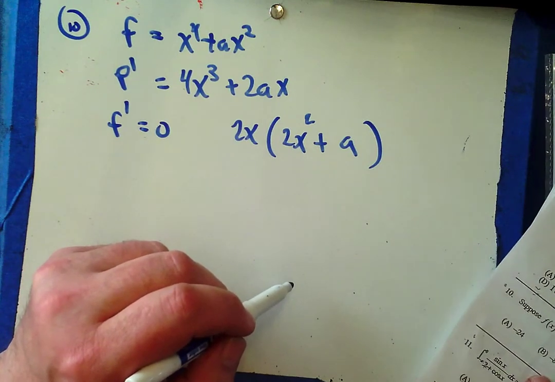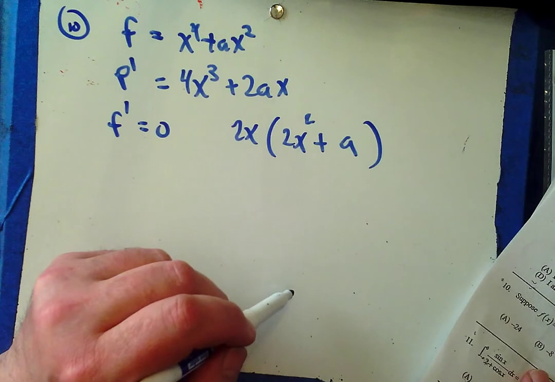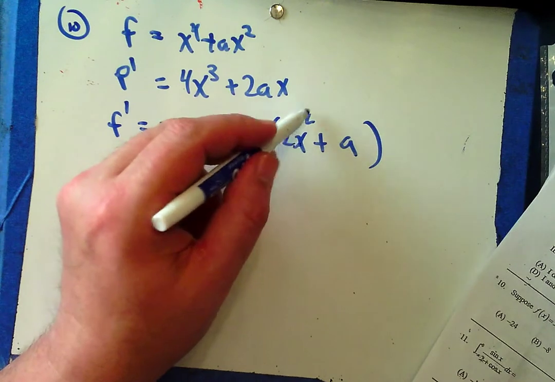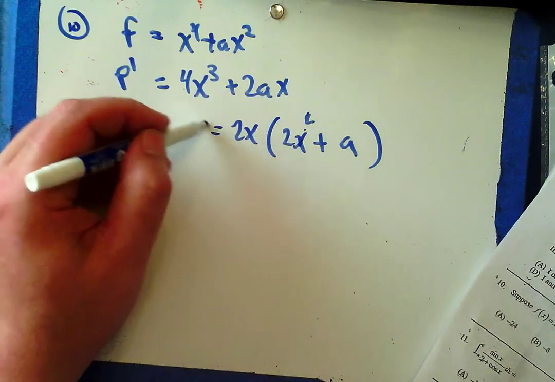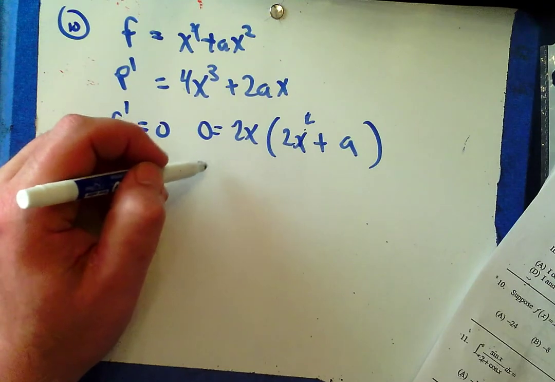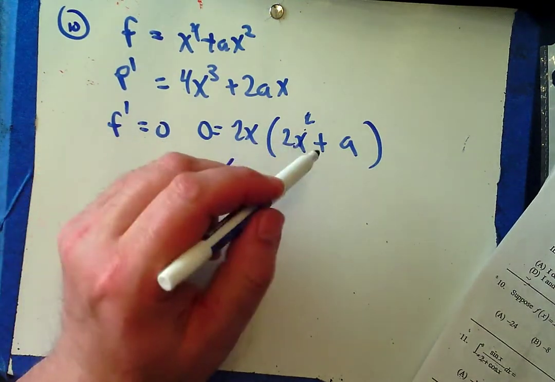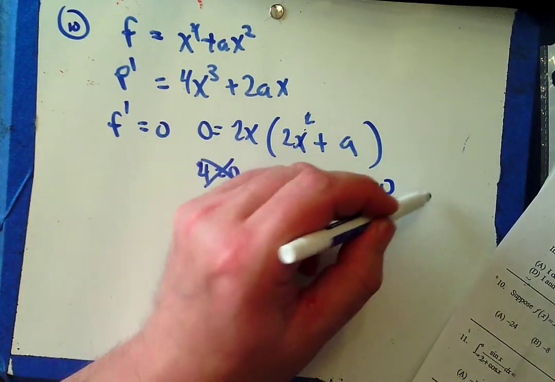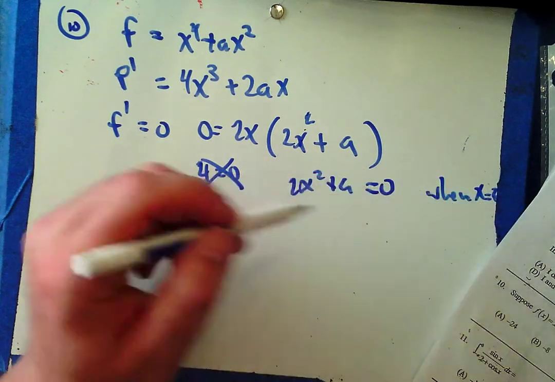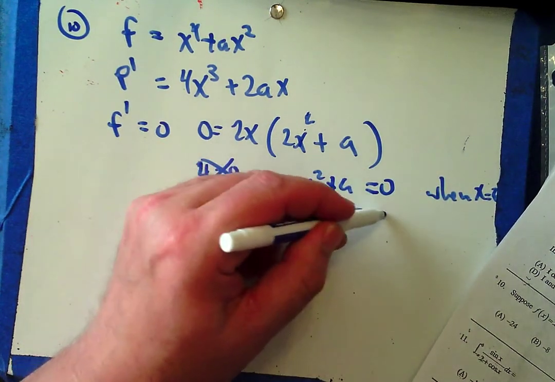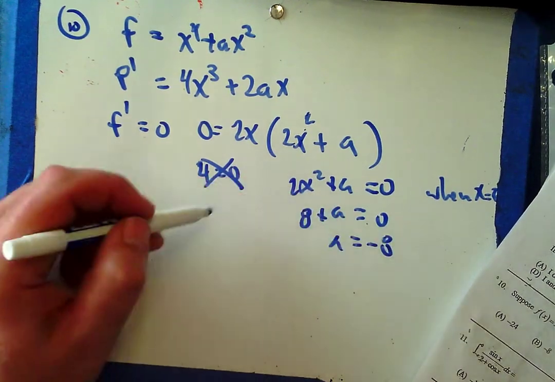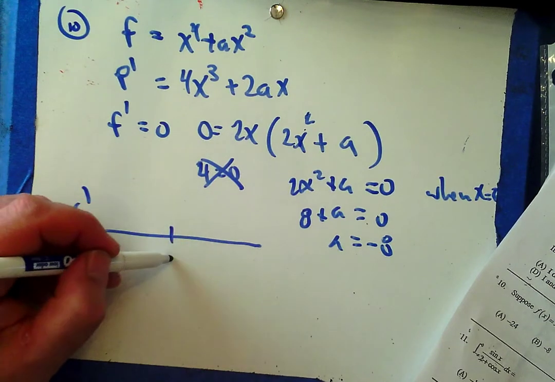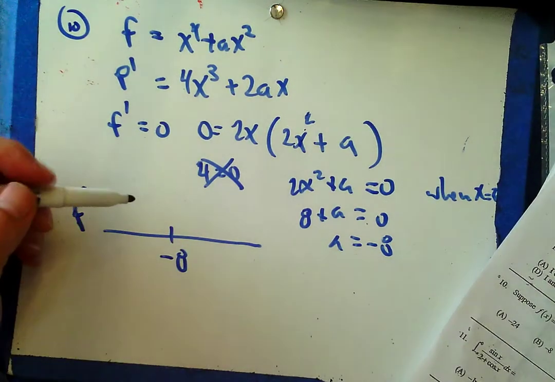Now, when x equals 2, I want to have a minimum. Okay, so let's plug in a 2 here. 2 squared is 4, and I'm setting this equal to 0, so 4 doesn't equal 0. Don't worry, because we only want this one. We want 2x squared plus a equal to 0 when x equals 2. So we've got 8 plus a equals 0, or a equals negative 8. Here's my f prime. Here's my a value of negative 8. We want this to be a minimum.